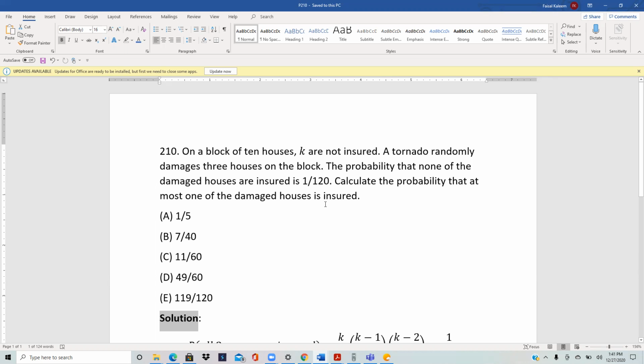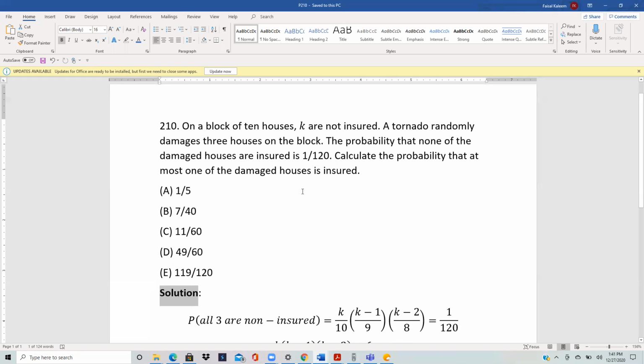So there are 3 damaged houses, and the probability that none of them is insured, which means none of the 3 is insured, is 1 over 120. So let's see what that probability will be in terms of the symbols.